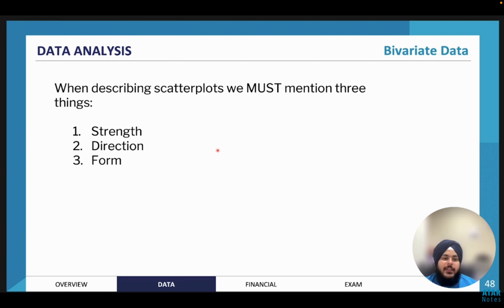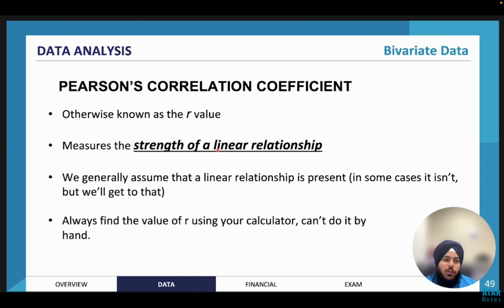So when describing scatter plots, and these questions come really often on the exam, especially when they've drawn a scatter plot for you, you need to be looking at the strength, direction, and form of the scatter plot. And they will tell you what they want you to describe. When you're describing the strength of a scatter plot, you need to use the Pearson's correlation coefficient, also known as the R value. The R value is just a measure of the strength of a linear relationship. So how associated are the values of the explanatory variable with the response variable?